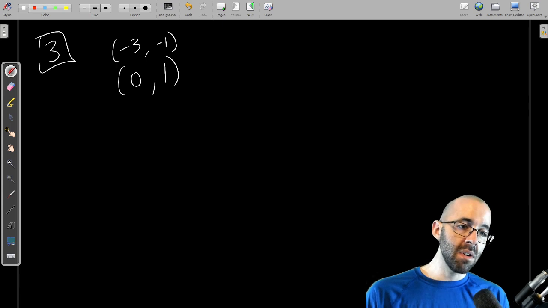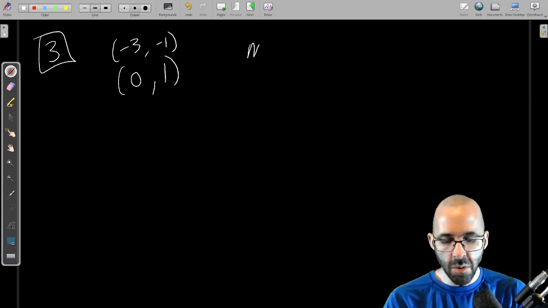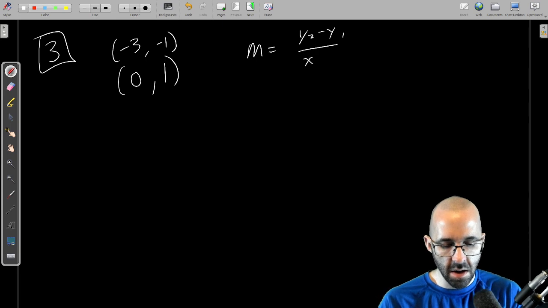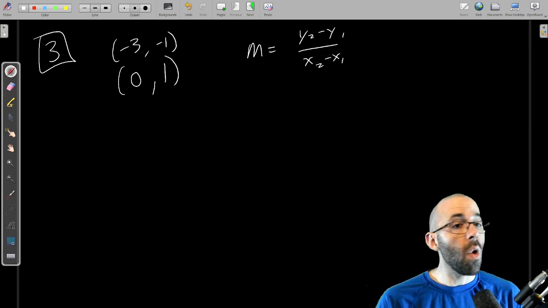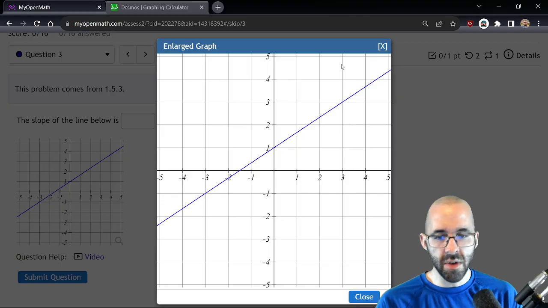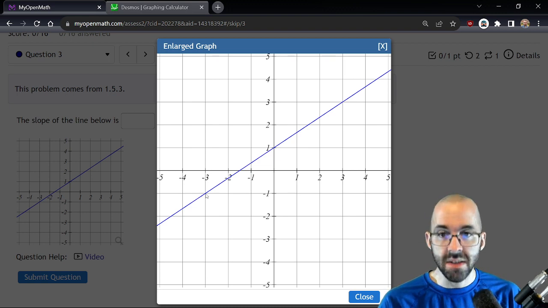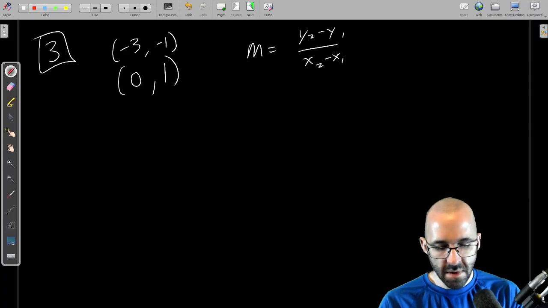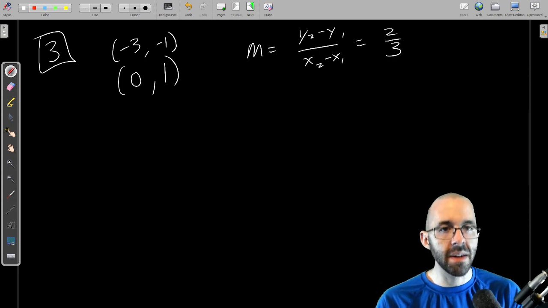And what you can do is you can either use a slope formula or you can do rise over run. Let's look at those 2 points here and here. Our rise is we go up 2, and our run is we go right 3. Up 2, right 3, those are both positive. 2 over 3. That's what we think our slope should be.